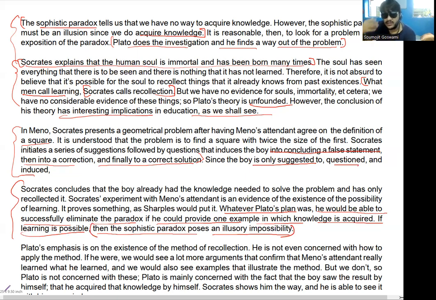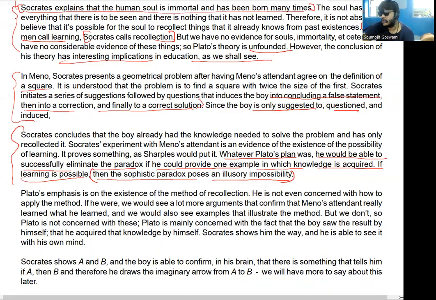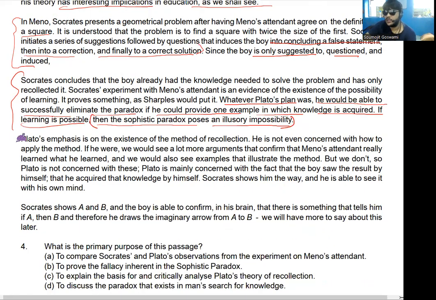So if you read this, it becomes a little too dense by the end. This is it. Now we will conclude it.